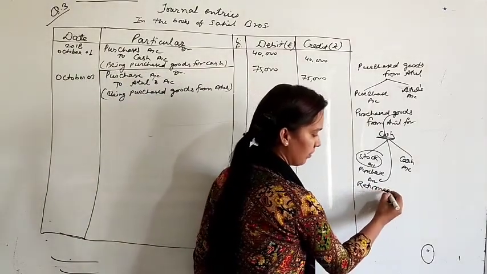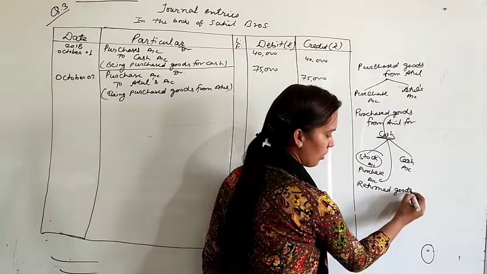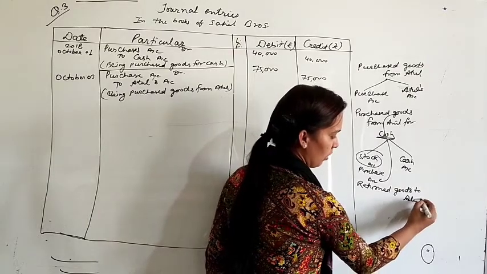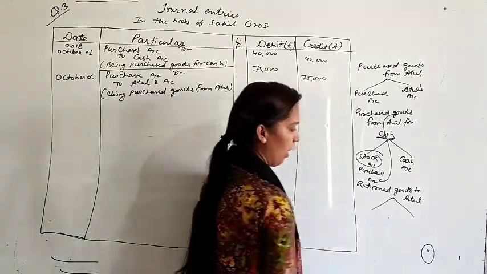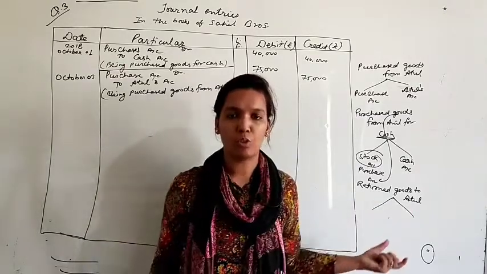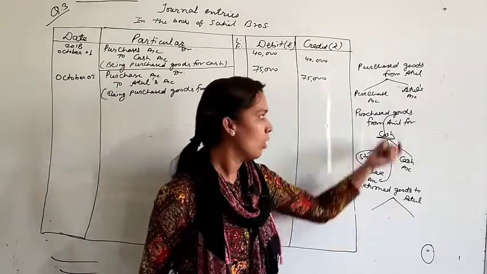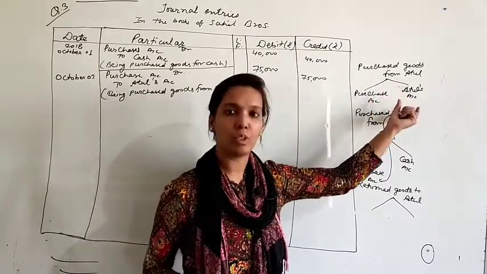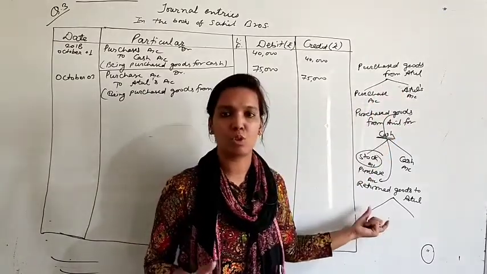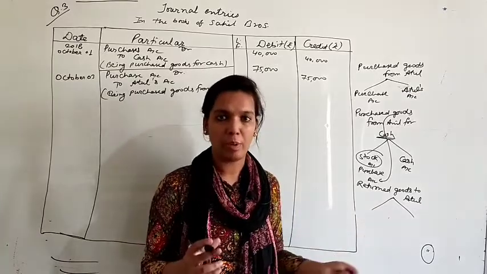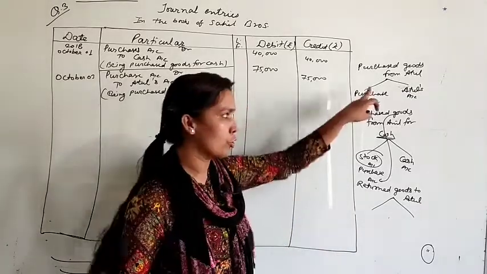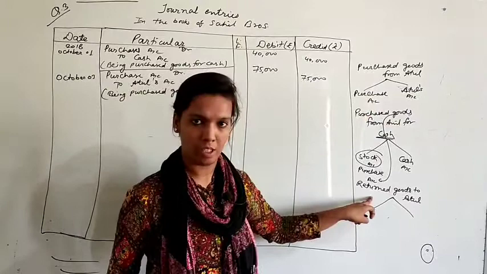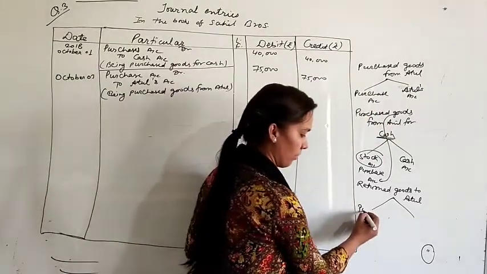Returned goods to Atul. Who was Atul? Atul was your creditor, because on October 3rd you purchased goods from Atul, and out of that goods you are returning some goods to Atul. So this will be called purchase return, because you purchased and now you are returning.